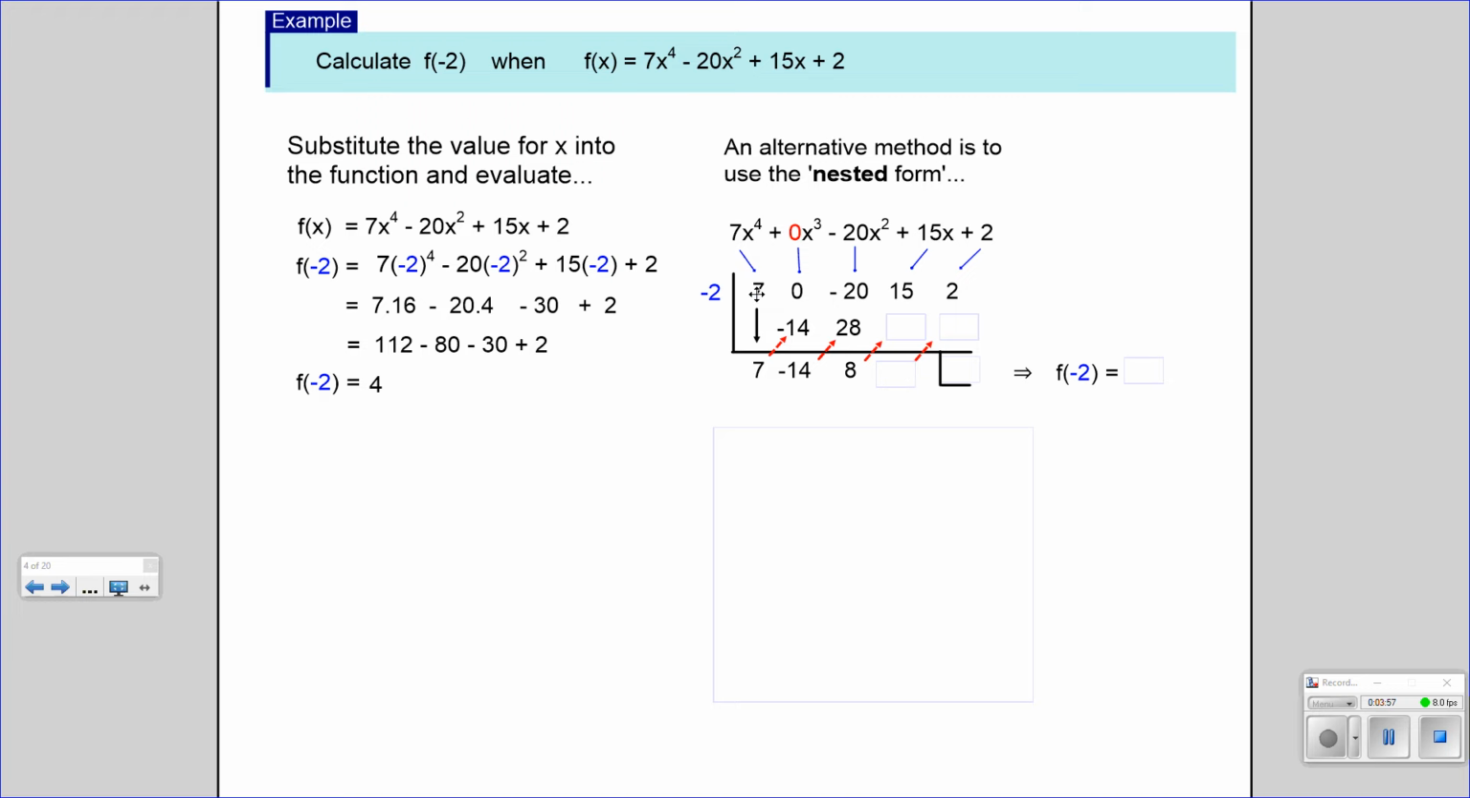So first of all, once you've set up the top line, you just bring the 7 down to here. You then multiply that 7 by minus 2, and we'll get an answer of minus 14. I then add the 0 and the minus 14 together to get minus 14 down in the bottom line. I then multiply that minus 14 by the minus 2. That gives me an answer of 28, which I add to the minus 20 in the top line to give me an 8 down here.